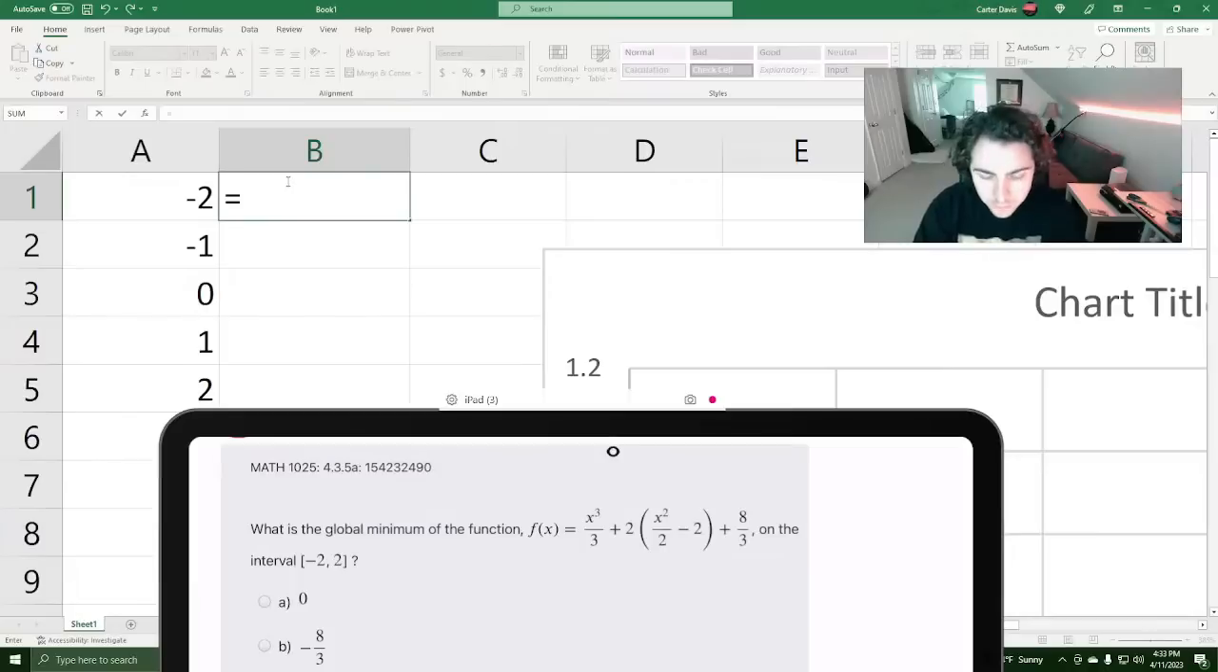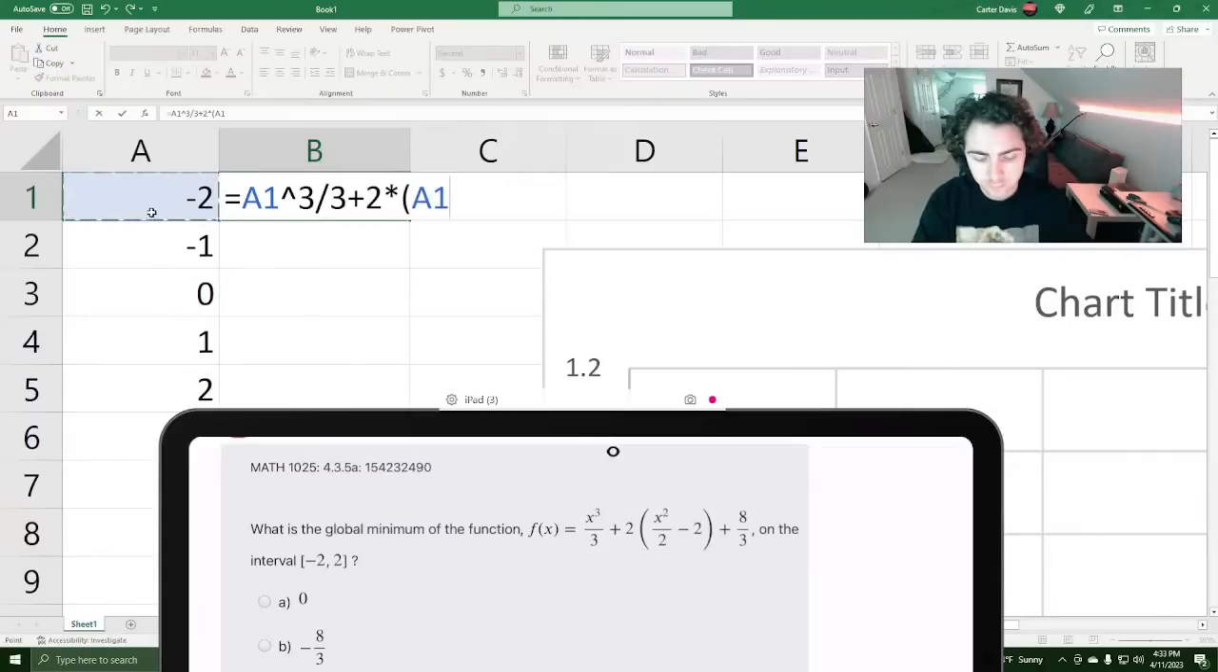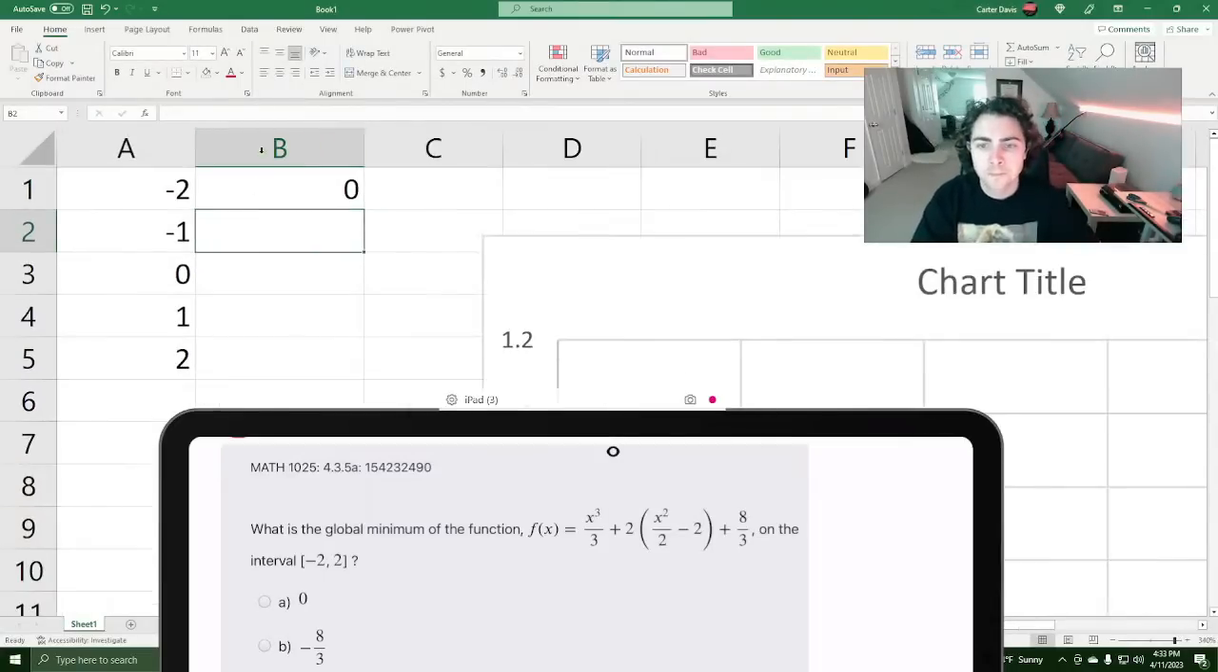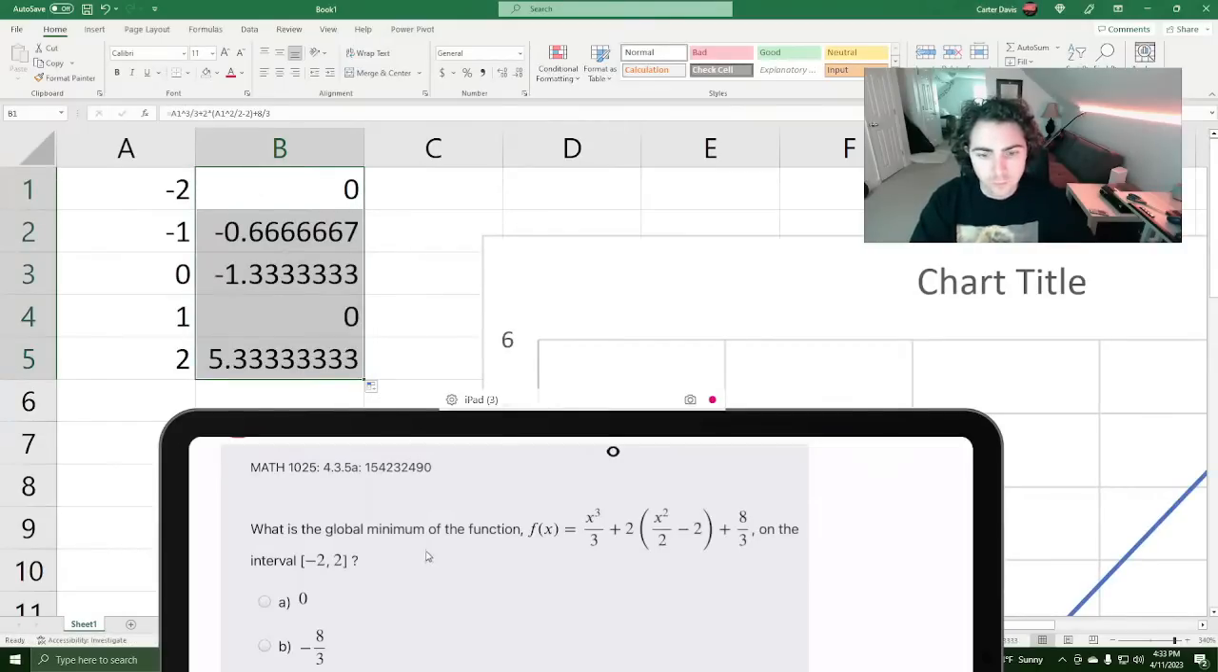So we'll do equals A1 cubed over 3 plus 2 times x squared over 2 minus 2. Yeah, that should do it. And then plus 8/3. Hit enter. Drag this baby down. And they're asking, what is the global minimum of this function on that window?